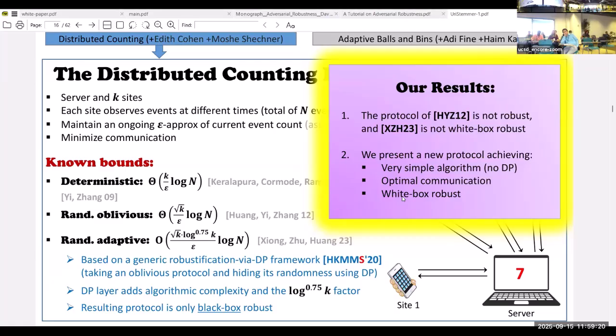And the same proof also shows that this protocol is not white box robust, only black box robust, in the sense that if the adversary sees the communication, then it can also break this protocol.